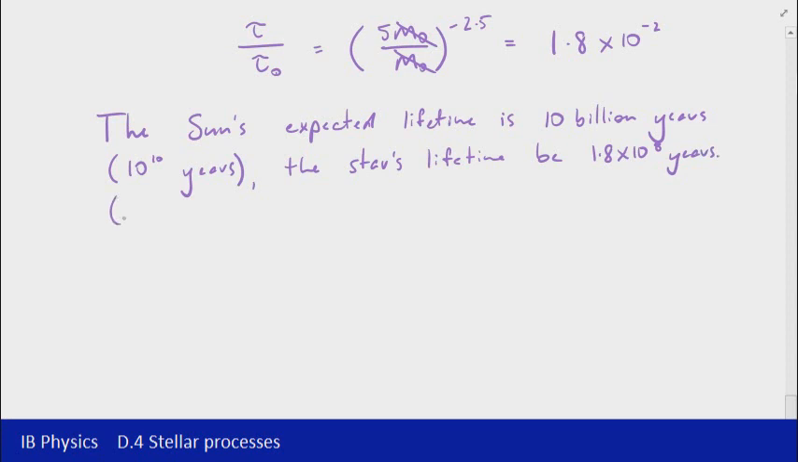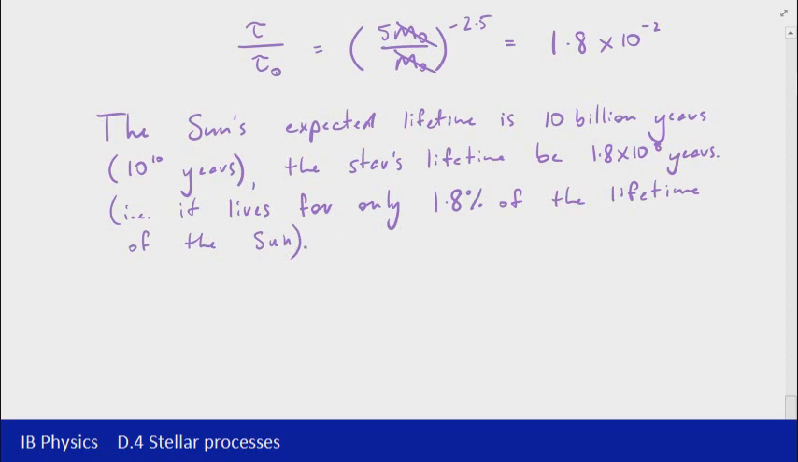But if we consider the proportions or the percentages, it lives, in inverted commas I suppose, for only 1.8% of the lifetime of the Sun. So the Sun's actually going to be around quite a lot longer than a star that has 5 times its mass. So, like we said, the more massive a star, the shorter its lifespan, and in some cases it can appear significantly shorter than, say, the lifetime of the Sun.